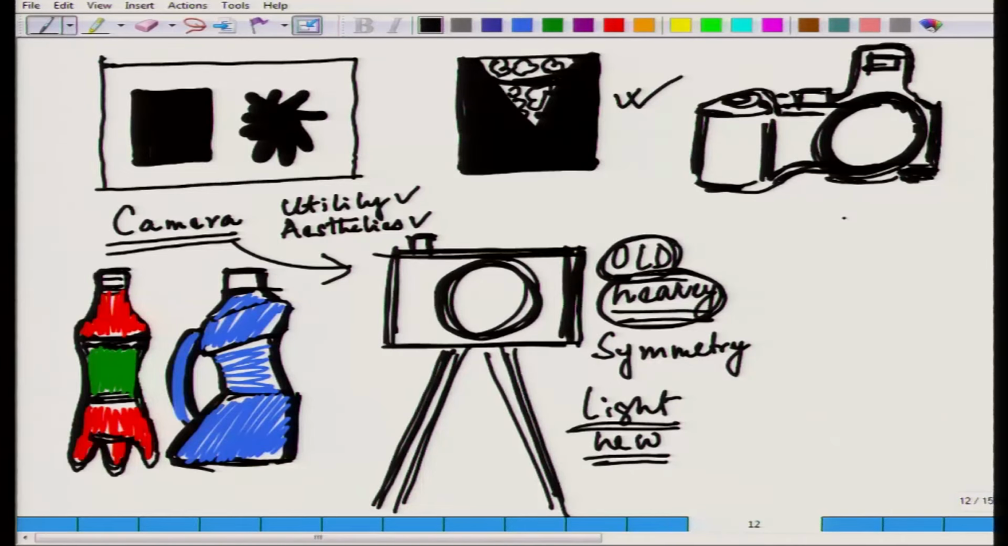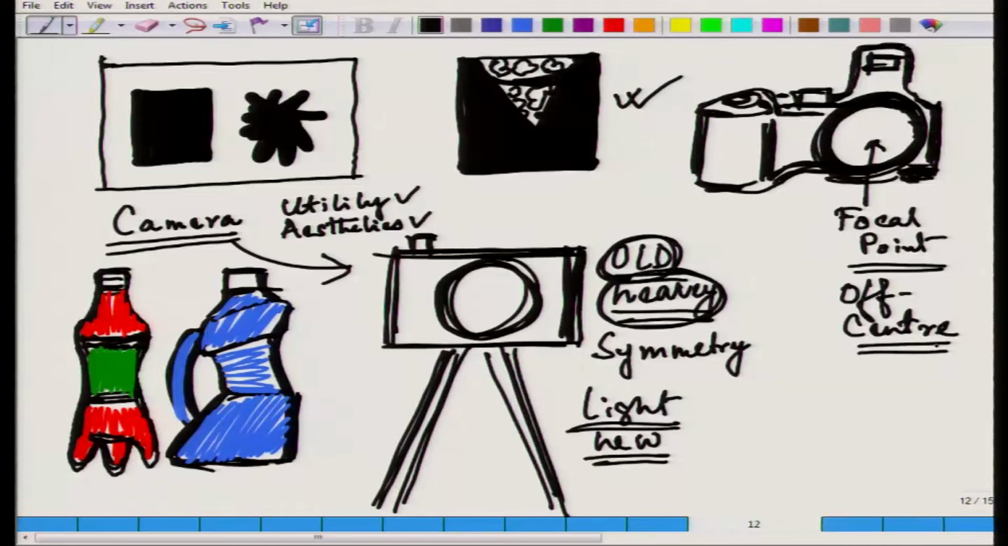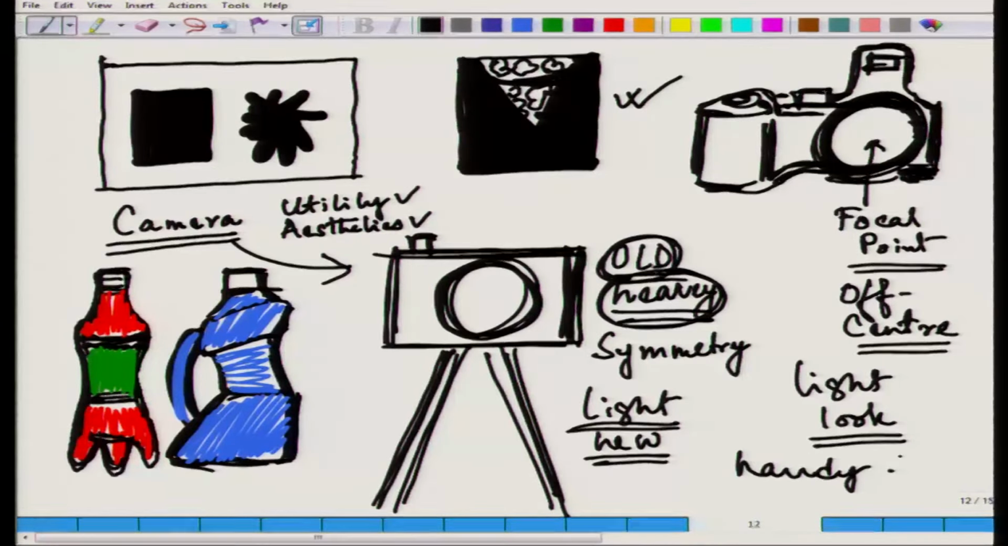So, in this shape, the lens, which is the focal area, is shifted from the center. So, the off center location will give it a sense of asymmetry. It will make it look more light. So, the visual appearance will reduce the weight of the camera, it will be more handy, and so on.